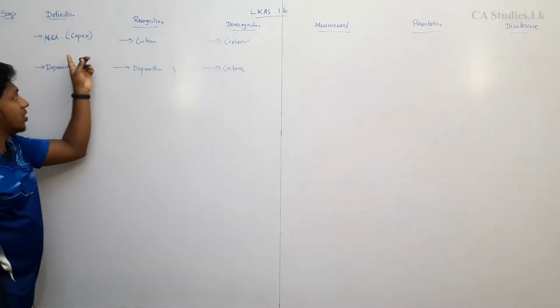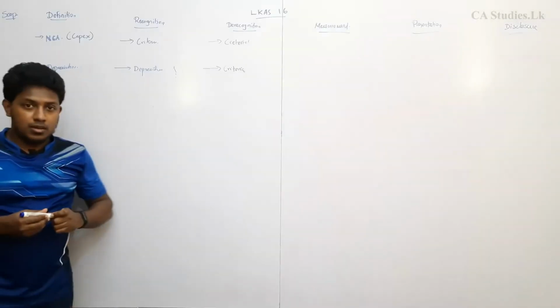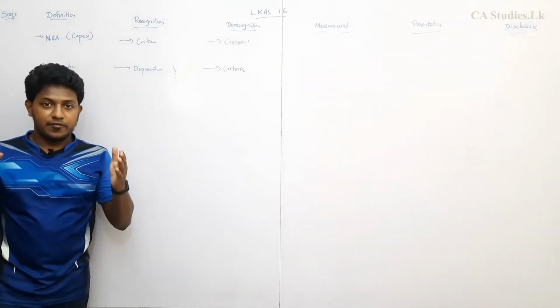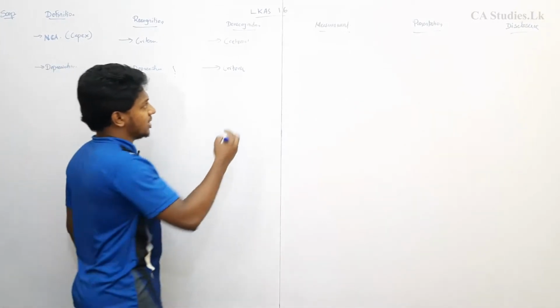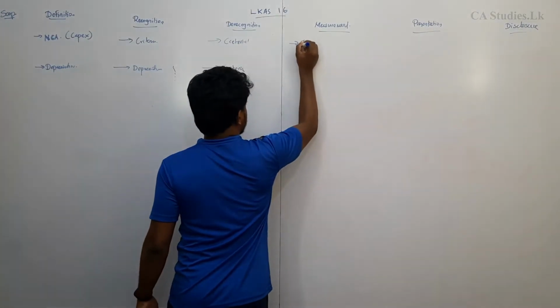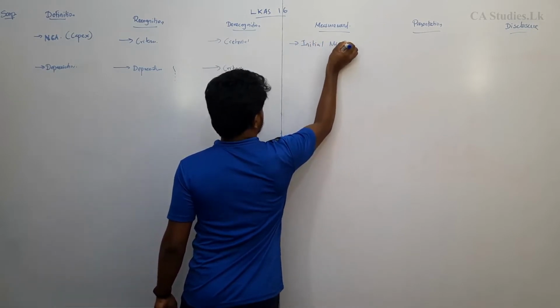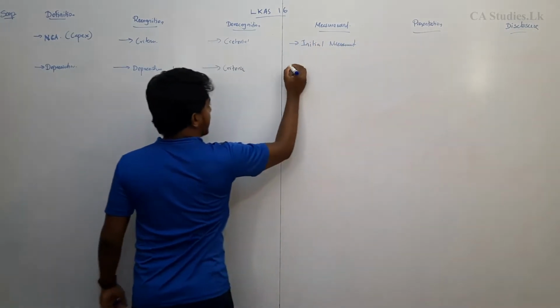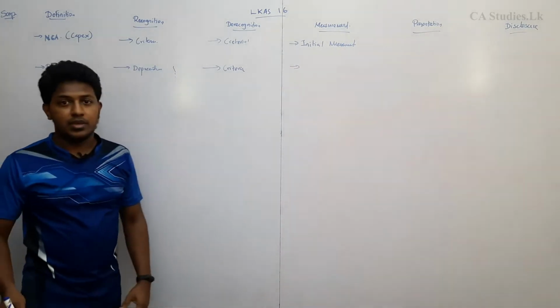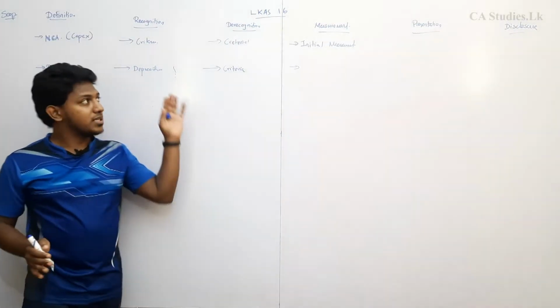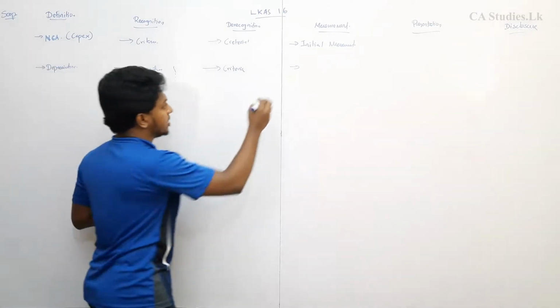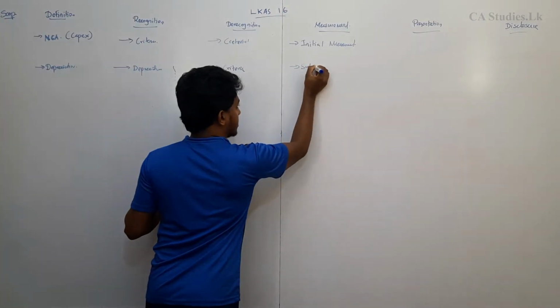Then measurement. When a non-current asset is purchased, on the first day, what is the measurement? That is called initial measurement. How the initial measurement should be done. Then subsequent measurement: each year end, how this non-current asset should be valued. That is called subsequent measurement.